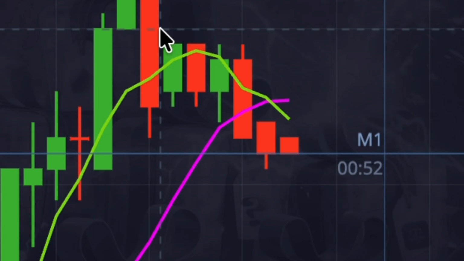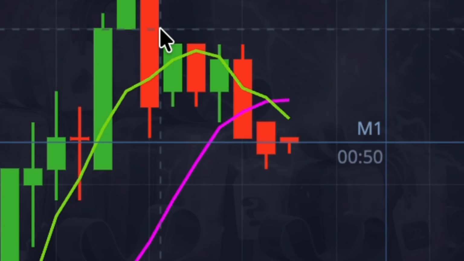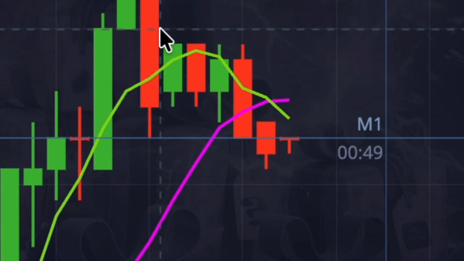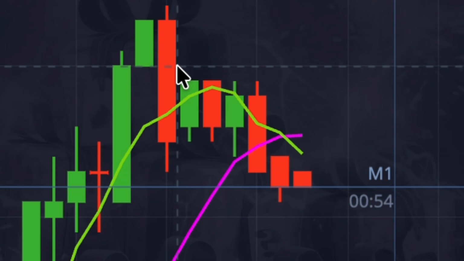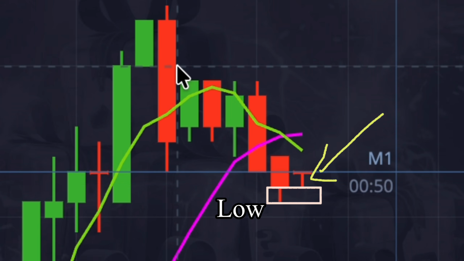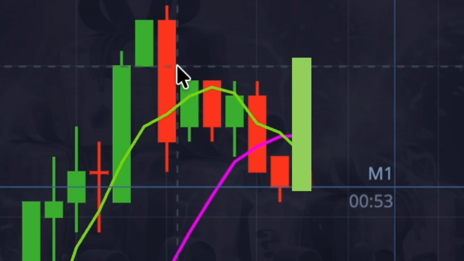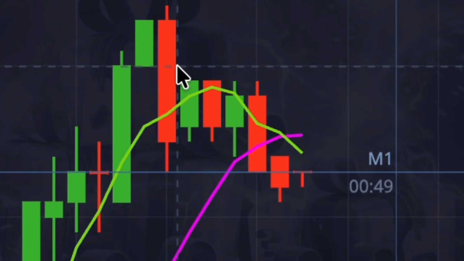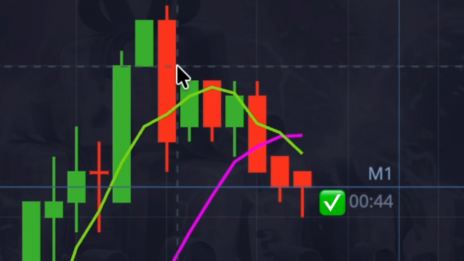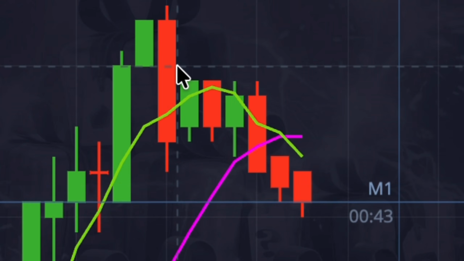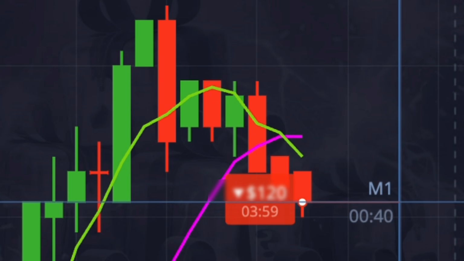Now, you might be wondering why we're still waiting before entering, even though both moving averages have already crossed. The reason is that the crossover has just happened, and we're watching this candle to see whether it breaks the previous low. There's also a chance that a strong bullish candle could form, causing the moving averages to separate again and making the crossover less reliable. So we're simply waiting for a small confirmation to make sure the price is actually continuing to move downward.